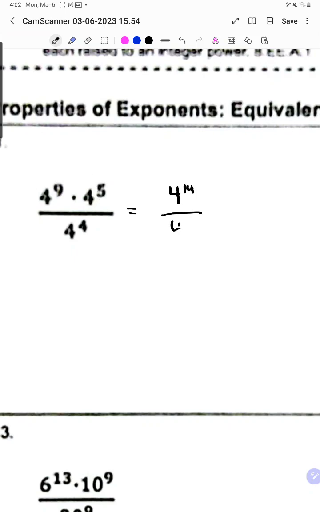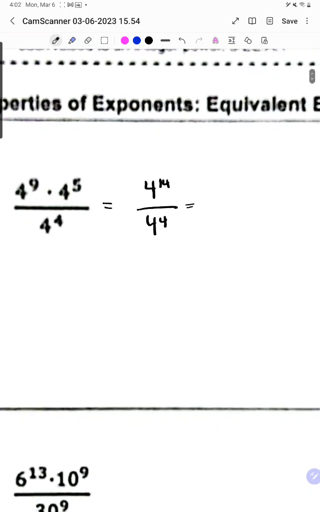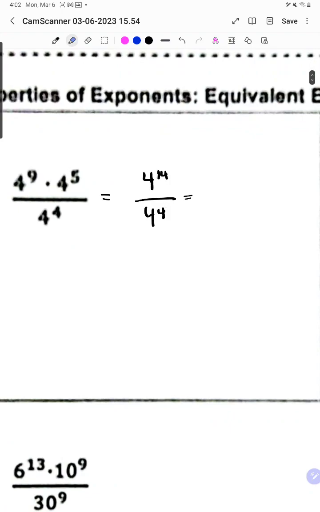Then the denominator is going to stay the same for now. Now I'm looking at two items with the same base that are being divided, and when we divide two things with the same base, we subtract the exponent. So we'll get 4 to the 14th minus 4, and that equals 4 to the 10th.